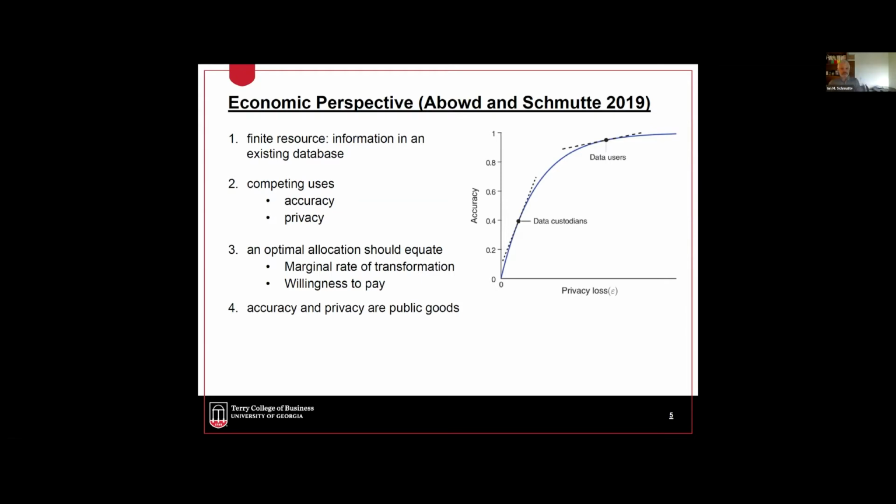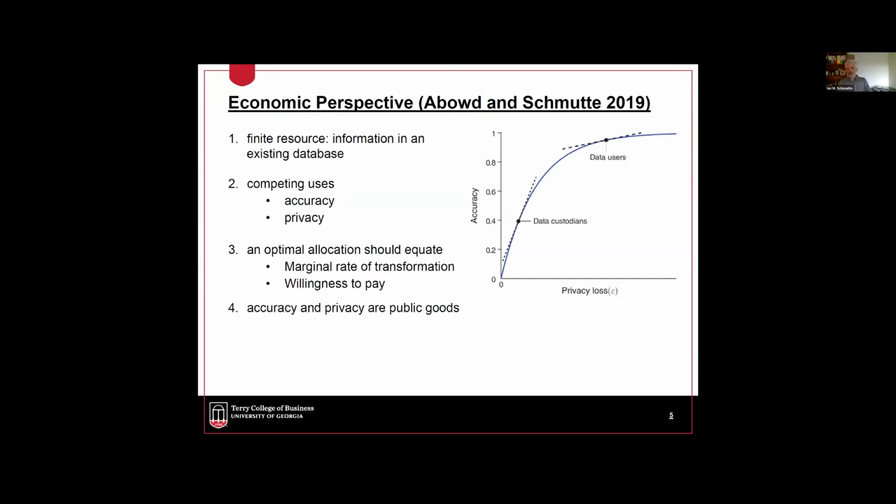And the key idea that comes from economics is, we know this is fundamentally a social question, and what economic analysis tells us is that an optimal allocation should equate the marginal rate of transformation, that is, how much it costs to increase statistical accuracy or increase accuracy in decision making, measured in units of increased privacy loss. And optimally we want to equate that to the willingness to pay for increased statistical accuracy in terms of foregone privacy loss.